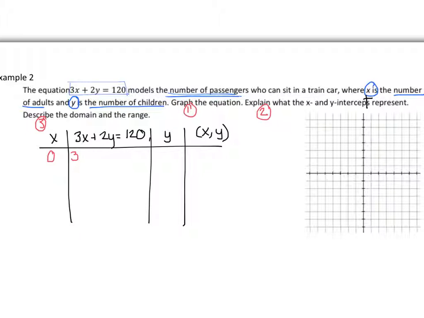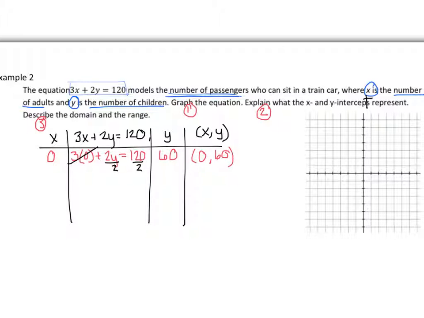Okay, so 3 times 0 plus 2y equals 120. The 3 times 0 cancels out because that's just 0. And then we'll divide by 2. So what does y equal? 60. So our point is (0, 60).